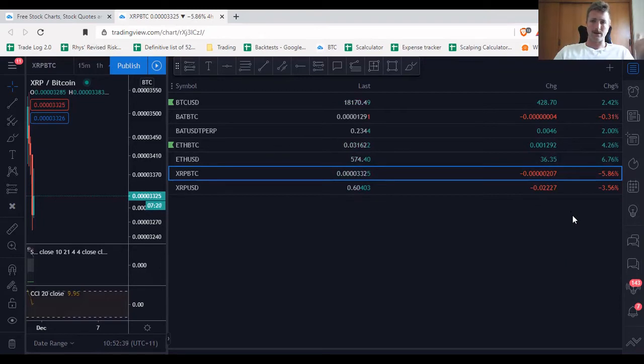XRP BTC has gone down 5.86%. So what we would expect XRP USD to have done is come down the 5.83% that XRP lost against Bitcoin, go back up the 2.4% Bitcoin gained, which gives us, what's that, 5.8 take 2.4 would be about 3.4%. Yeah, which gives us about a 3.4% loss. And you can see here, XRP USD has lost 3.5%.